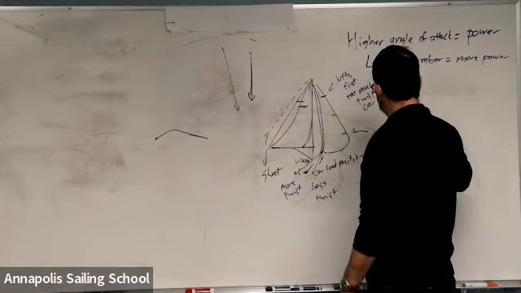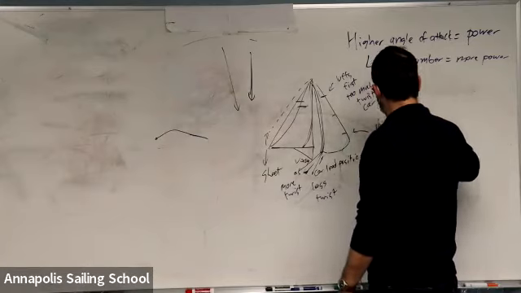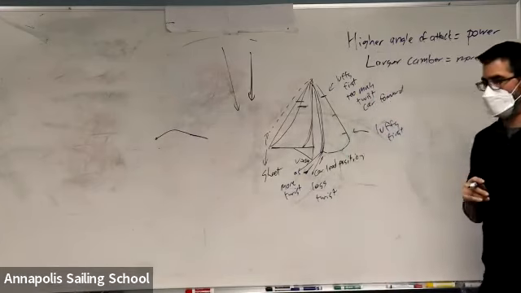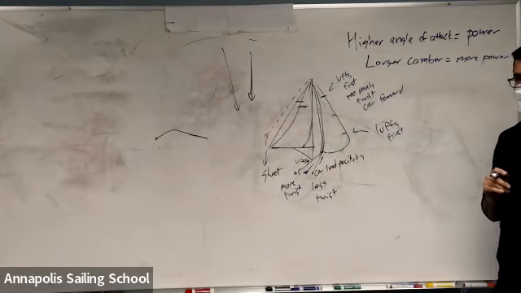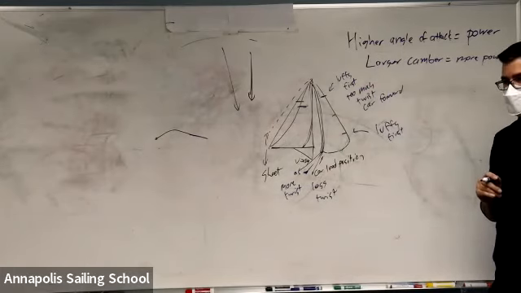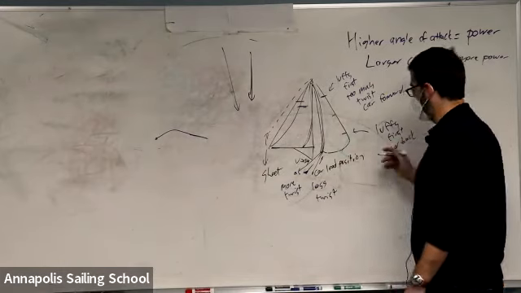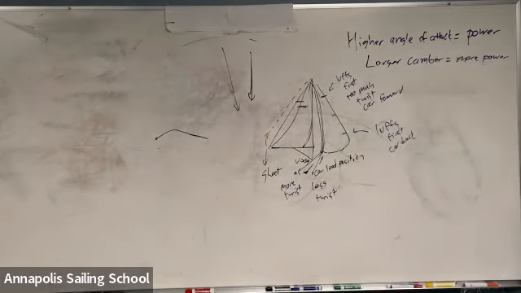If this luffs first, that means the top of your sail is trimmed more than the bottom of your sail. You need to trim the bottom of your sail more. Car back. Because then when you move the car back, you're trimming the bottom of your sail relative to the top.